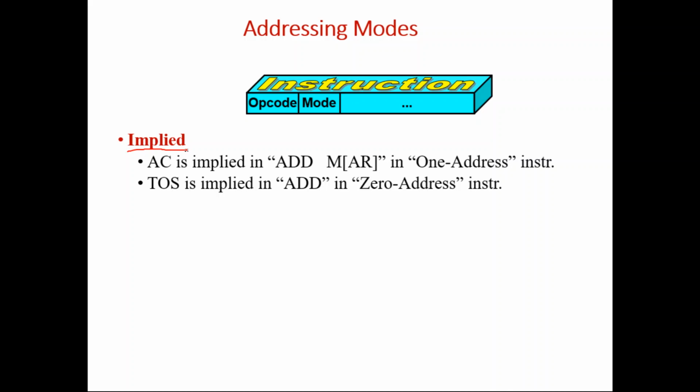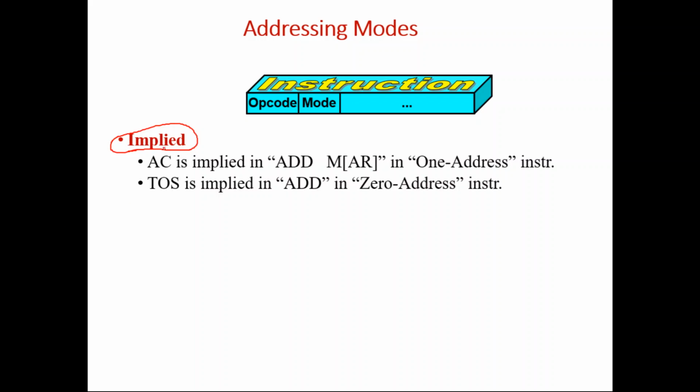Implied means it is something like implicit. You are not explicitly telling. It means that directly we are not telling that some register or something is involved in this addressing, but actually it is understood. So implied is basically similar to implicit. Implicit means it is not explicitly specified. It is understood.